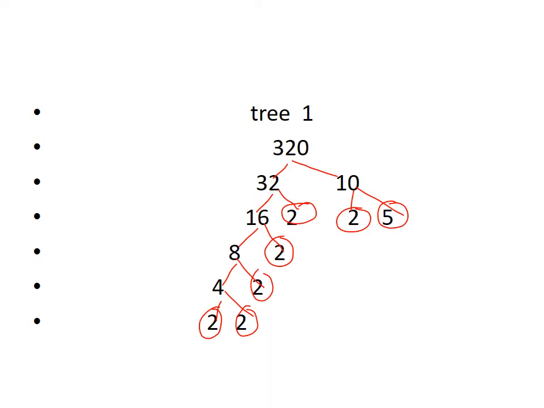Now in the first tree the factors are 2 multiplied by 2 multiplied by 2 multiplied by 2 multiplied by 2 multiplied by 2 multiplied by 5. Now see the second example.